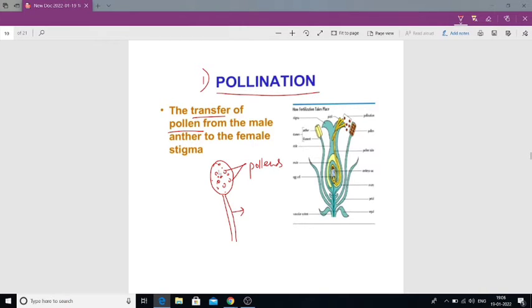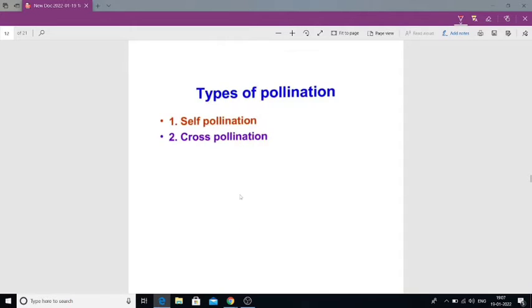Whenever these pollen grains burst out and go to fuse with the stigma of the female part, it is known as pollination. So again I am telling you, it is the transfer of pollen from the male anther to the female stigma, just the movement of the pollen grain from the male body to the female body. That simple procedure is known as pollination.